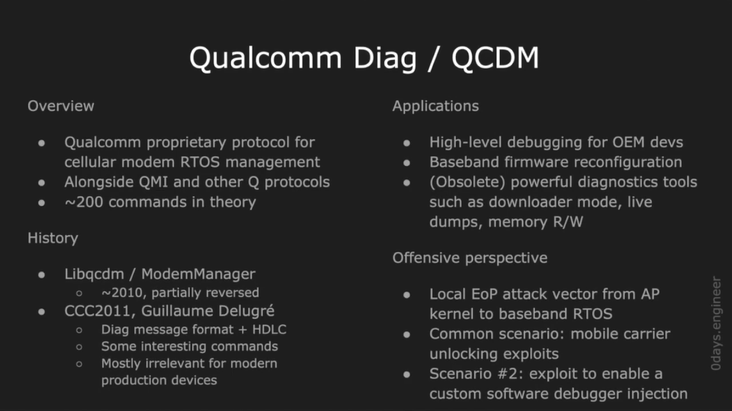Qualcomm Diag, or QCDM, is a proprietary protocol developed by Qualcomm for the purposes of advanced baseband software configuration and diagnostics. It is mostly aimed at OEM developers, not at users. The Qualcomm Diag protocol consists of around 200 commands, at least in theory, and some of them are quite powerful on paper, such as downloader mode and read-write memory.